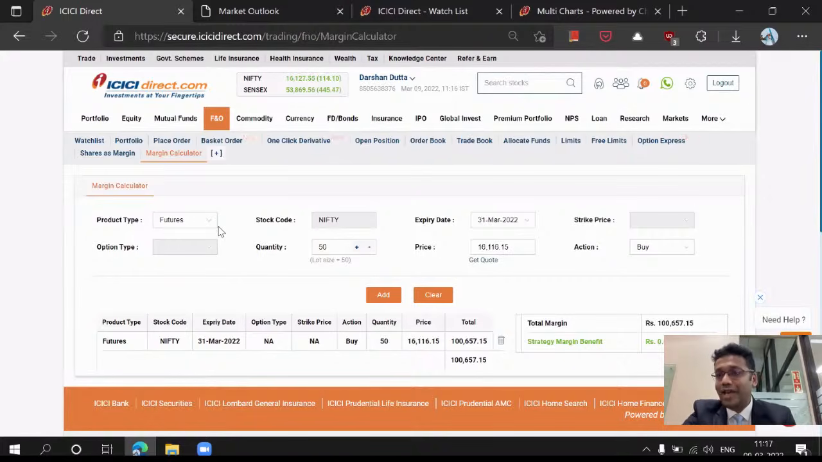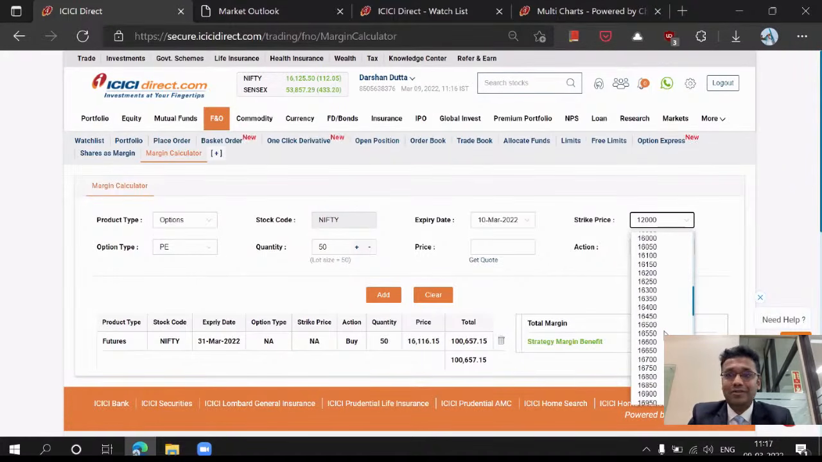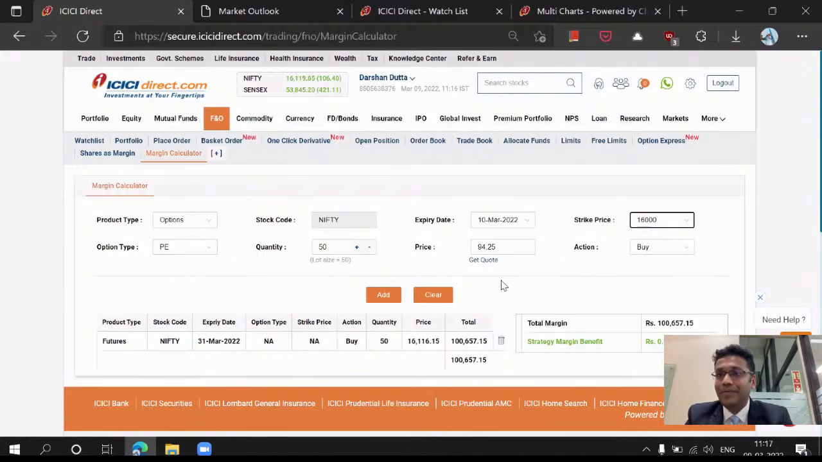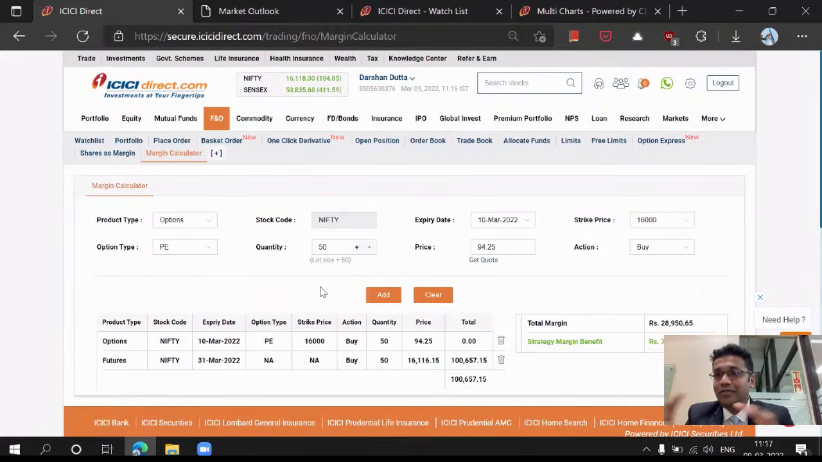What happens is when you add a put, let's say we are going long in the market, we could simply add a put option just to hedge ourselves. We could do a little deep out of the money call, 16,100 it is. Let's say we do a 16,000 put option. We buy a 16,000 put option here. Okay, so you will observe two things. One, look at the margins now on the position. The margins have come down from ₹1 lakh to 28,000 rupees.